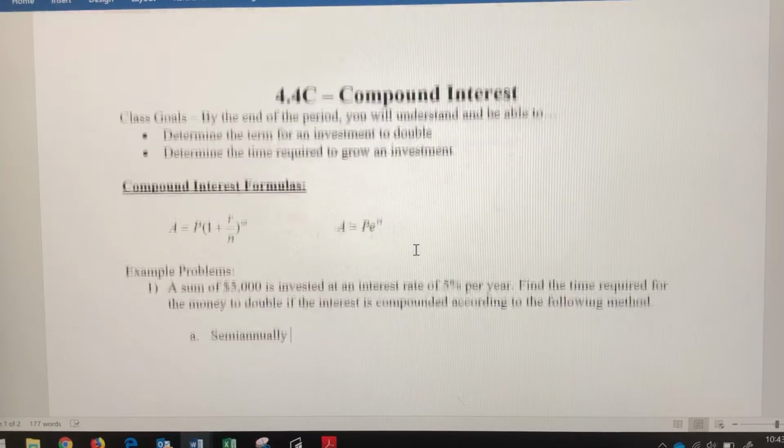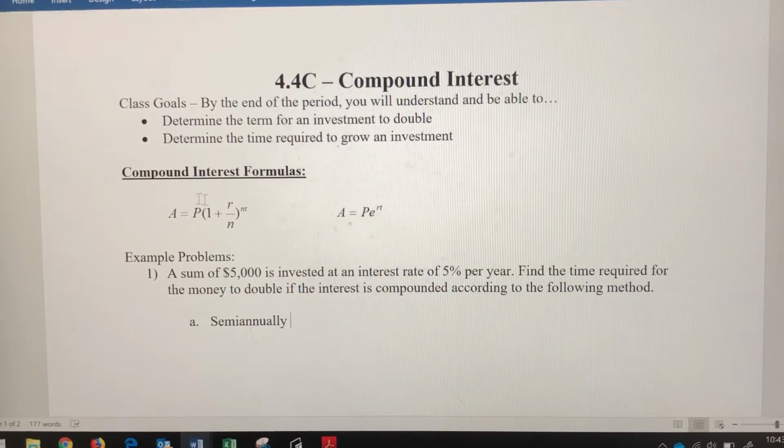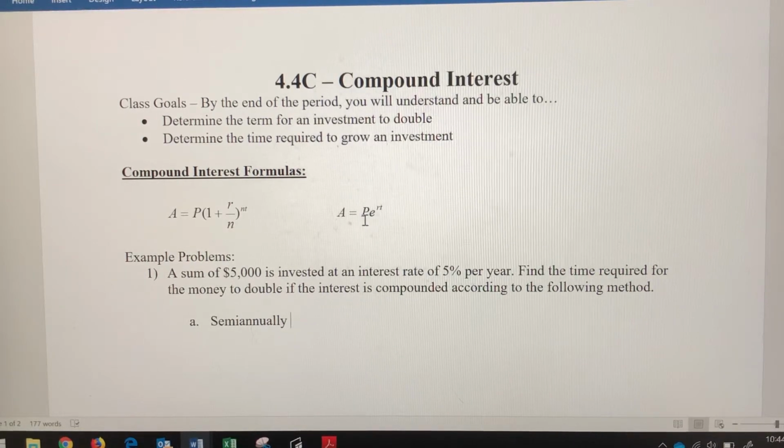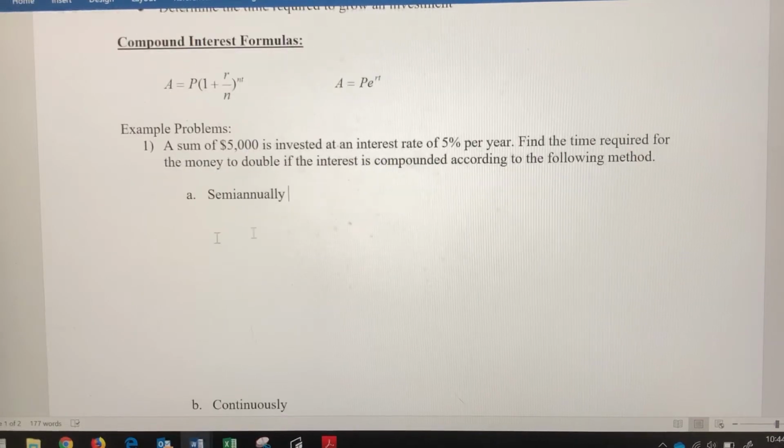All right, so remember, if you're compounding over a set number of periods, like daily or monthly or quarterly, semi-annually, annually, you would use this formula. If you're compounding continuously, remember we use the PERT formula here. So let's look at example problem number 1.